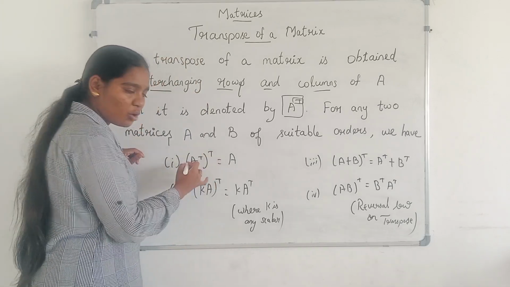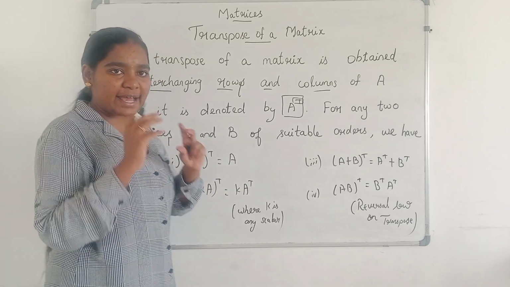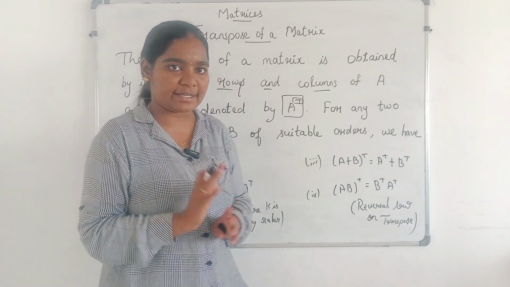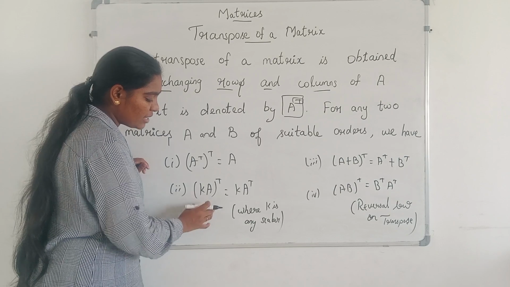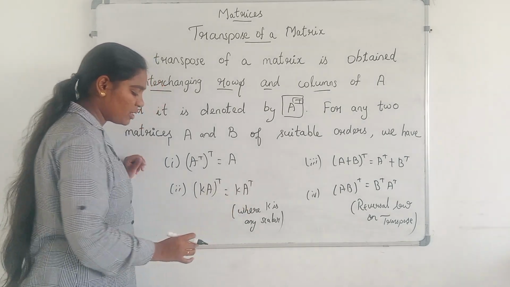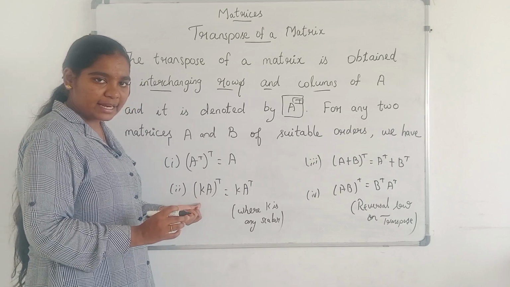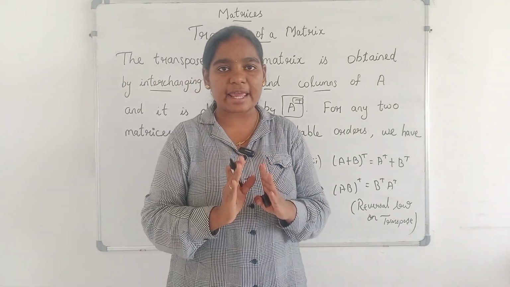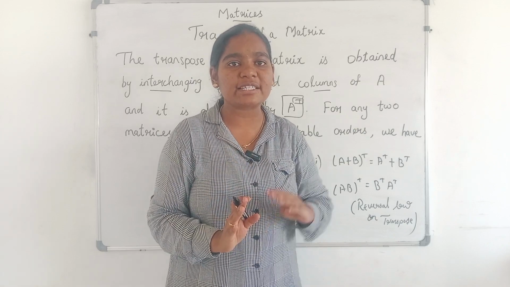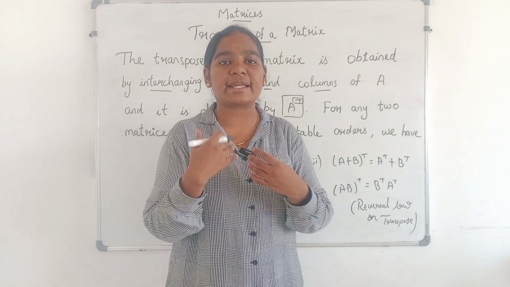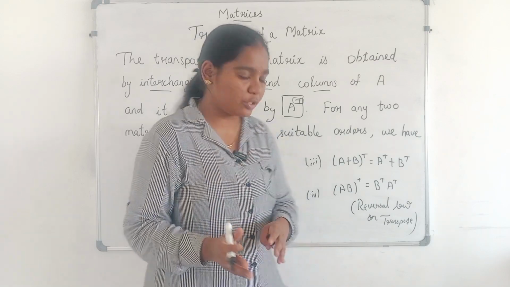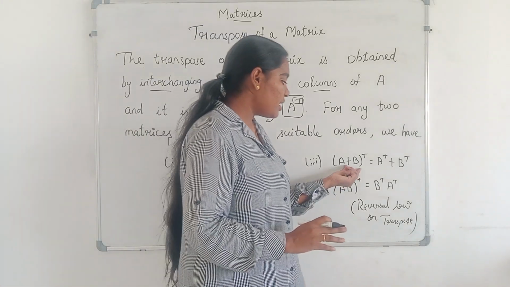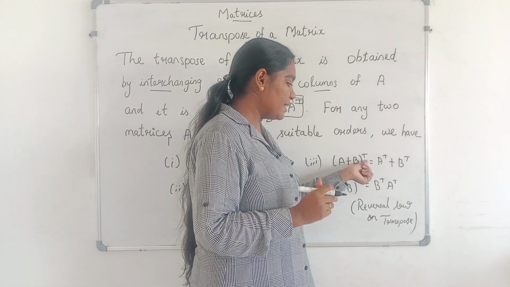So, A transpose, the whole transpose equal to A. So, if you are transposing a matrix and again if you are transposing it, then you will get the original matrix. K into A, the whole transpose equal to K into A transpose. Here K is a scalar. So, consider A as a matrix, and if you are multiplying that matrix with any scalar quantity and then you are taking a transpose, that will be equal to that scalar quantity into the A transpose.